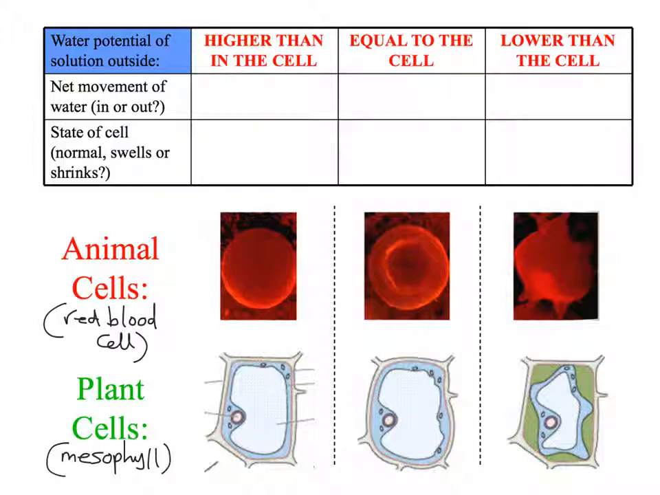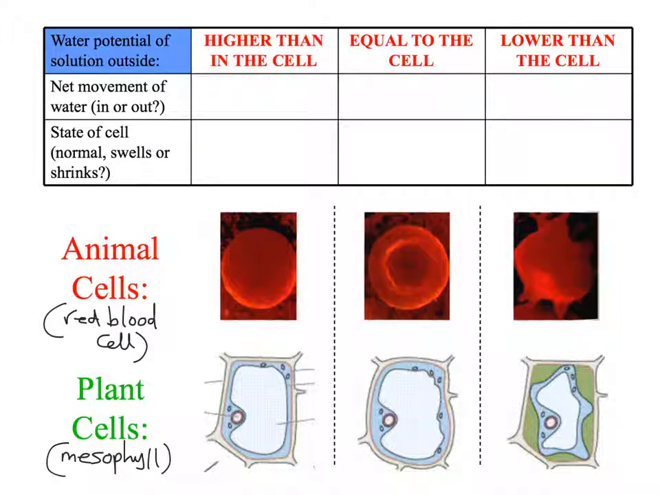So what we're looking at is, what is the level of water like in these cells compared to the water level outside of the cell in this solution, in the beaker, if you like? In real life, we think about it in terms of the body or in terms of the plant, but it might be easier to think of it like that. So for the water potential of the solution outside, we're going to go for the middle column, and we're going to imagine that it's equal to that of the cell.